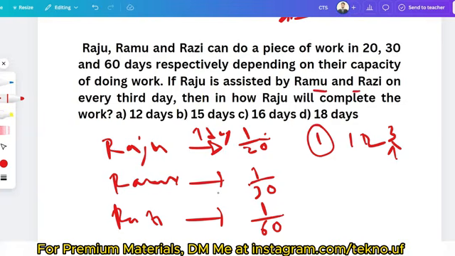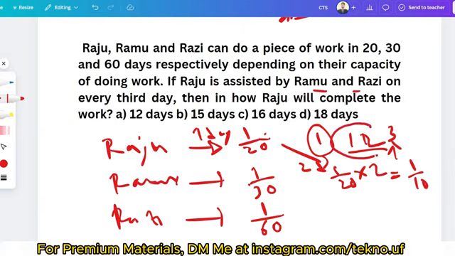So in 2 consecutive days, how much amount of work does he do? Just multiply this by 2, 1 by 20 into 2. So this becomes 1 by 10 amount of work. So Raju does 1 by 10 amount of work in 2 days. So we have got that for the first 2 days, the total amount of work done is 1 by 10.